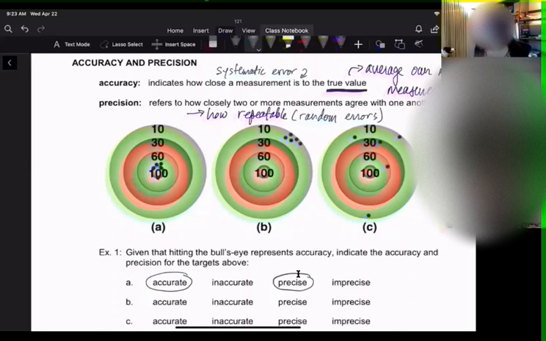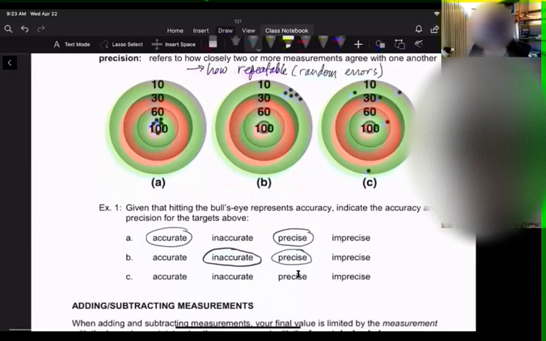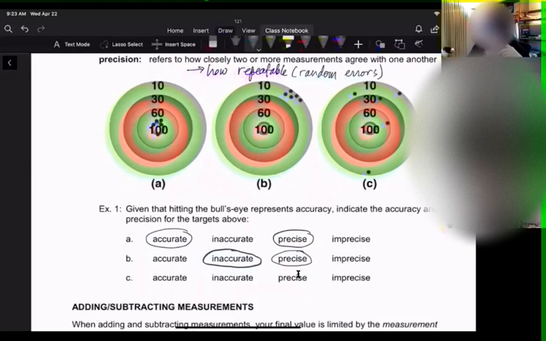For B, they're very close together, but they're all shifted, so it's inaccurate. It's not the same. It's not the correct value. It's not the bullseye. And then on the third one, okay, this one's a little harder. These are clearly imprecise, right? They're spread out. But we have to think about where's the average. Is it accurate or inaccurate? And this one's a little hard.